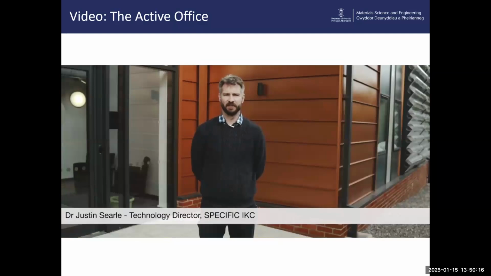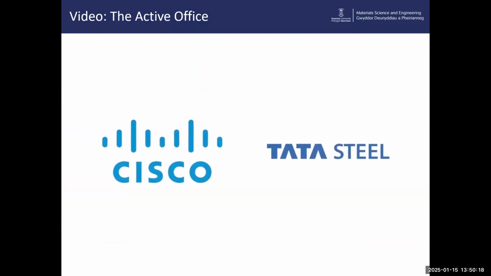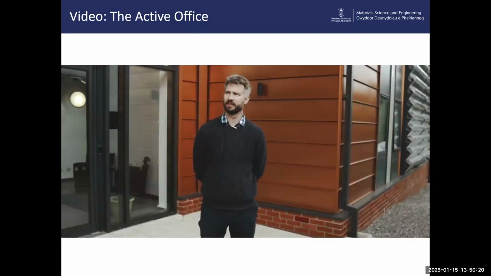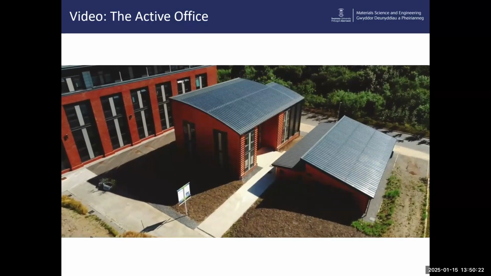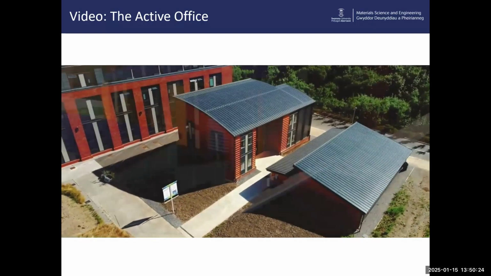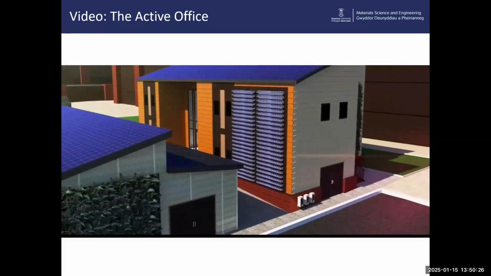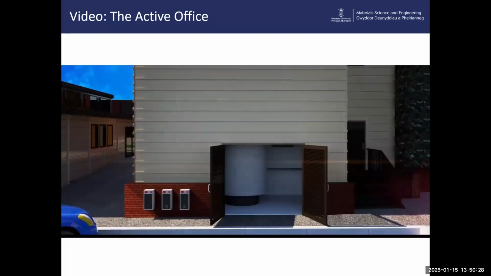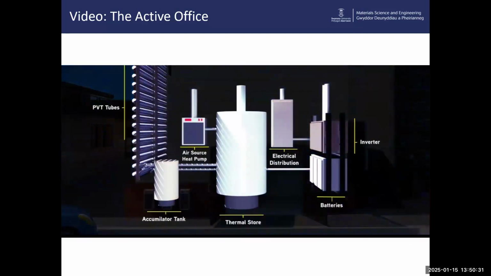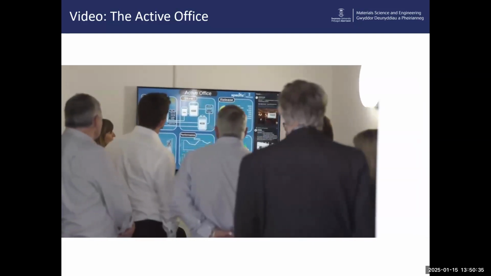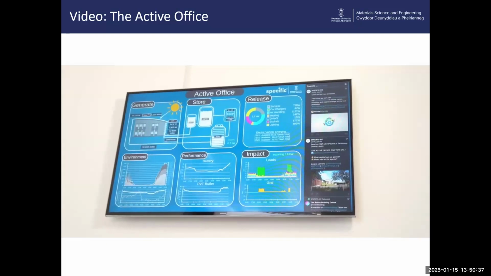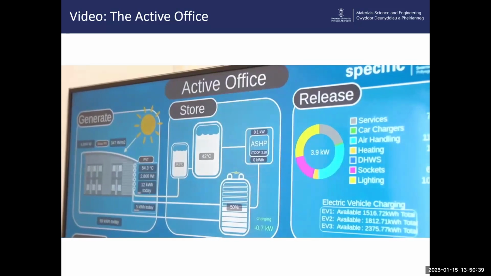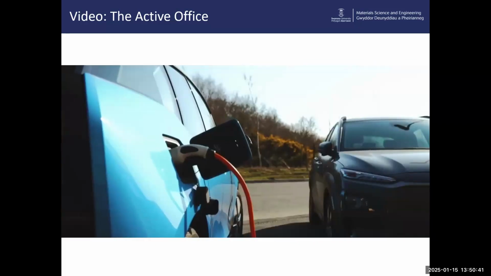So the Active Office is sponsored by both Cisco and Tata Steel. Tata Steel provided the products on the vertical cladding and they form the basis of the BIPVCo product on the roof. The Cisco network architecture underpins the communications and data collection for the building, enabling us to analyse and display the building performance and activity in a way that's both visually clear and informative. Using this information and data, we can plan how the building will use the available renewable energy.